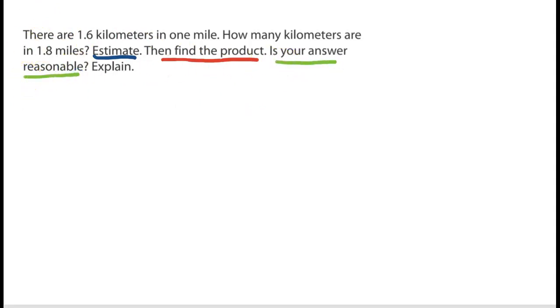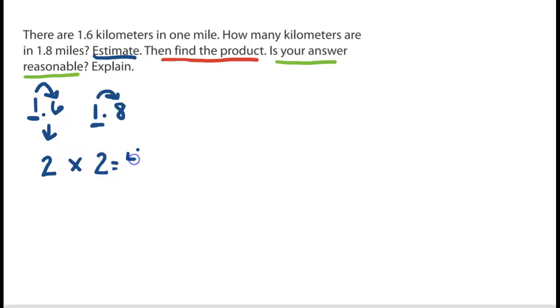Okay, so let's estimate first. If we were to estimate 1.6, oh, my pen's messing up, sorry, and 1.8, I would do rounding. Okay, I would look at the one's place. I would look at that 6, and that 6 tells me that that 1 is going to be bumped up to 2. I would do the same thing for 1.8. I'm going to look at the 1. That 8 tells me that that 1 is going to be bumped up to 2. I know that 2 times 2 equals 4. So my estimation is it's going to be about 4. Okay, so first part's done.